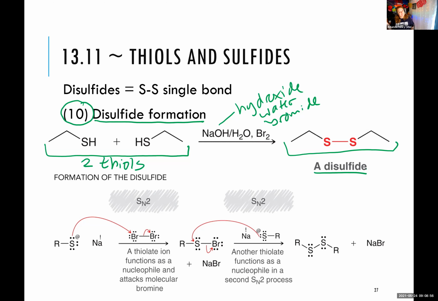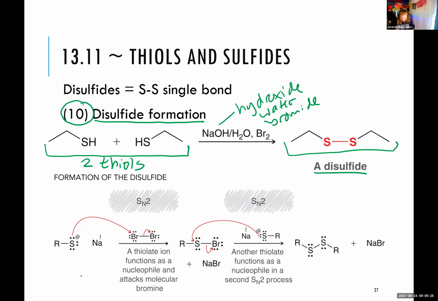Okay, so this makes a disulfide. This is something that we see in biochemistry a lot. If you've heard the term sulfide bridges, it happens between amino acids in proteins. We make disulfide bridges, and if you are trying to unravel or denature a protein, you have to break those disulfide bonds, which we'll actually look at on the next slide.